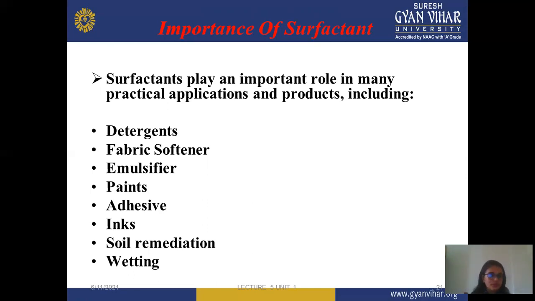Next is emulsifier formulation. Next is paint. In the paint industry, this surfactant is also used, as well as in adhesives like tapes or adhesive-like formulations. Ink formulations also contain surfactant. Soil remediation and wetting property also involve surfactant. This is a large or broad range of uses. So this surfactant is not limited to enhancing solubility, but is also used in different industries other than pharma or any particular formulation. It is also used for ink, soil remediation, wetting, emulsifiers, paints, additives, detergents, and fabric softeners.